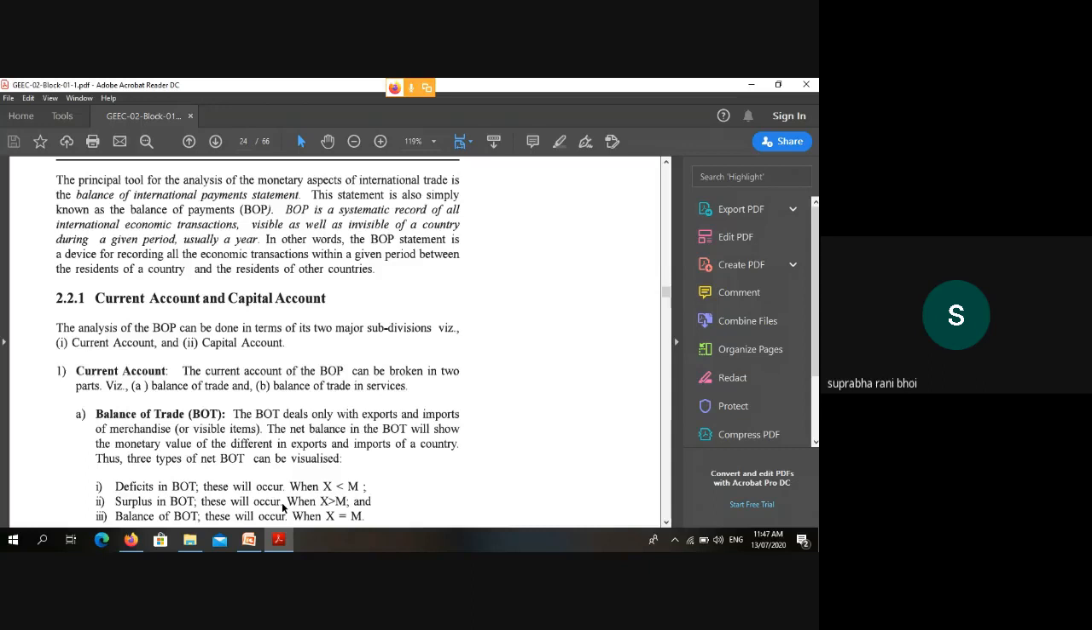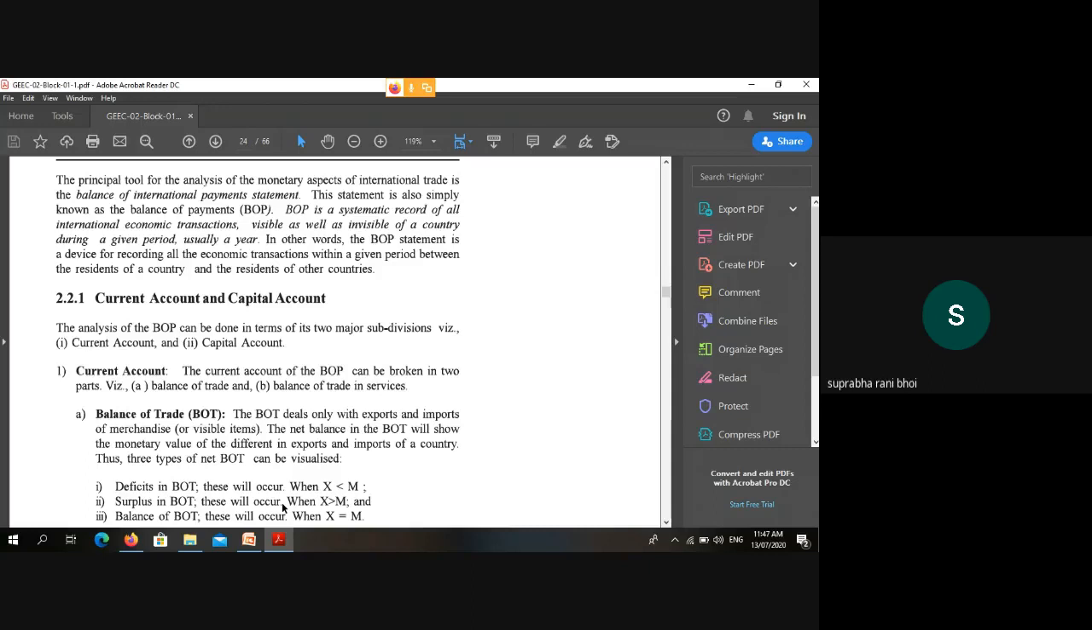It means all the accounts have two sides. One is your credit side, another is your debit side. So balance of trade can be a deficit balance of trade, can be a surplus balance of trade, can be a balanced balance of trade.